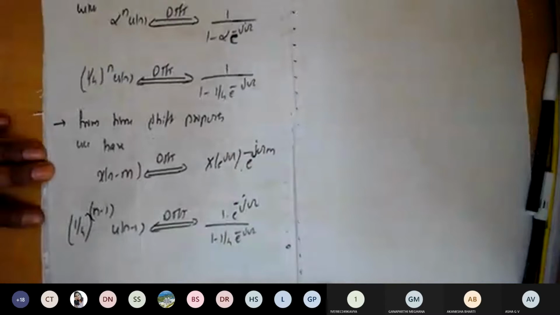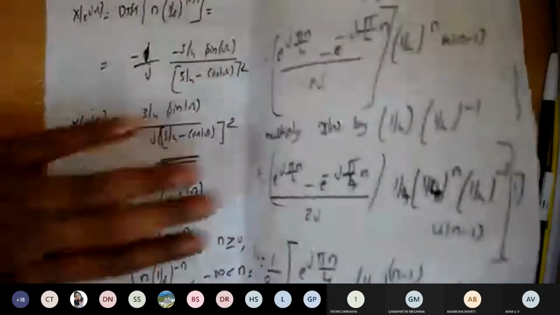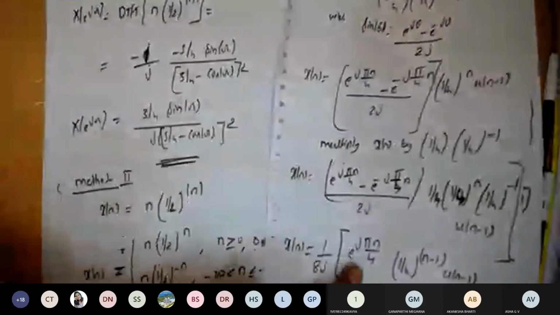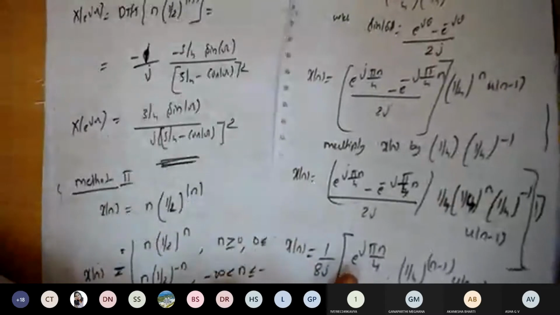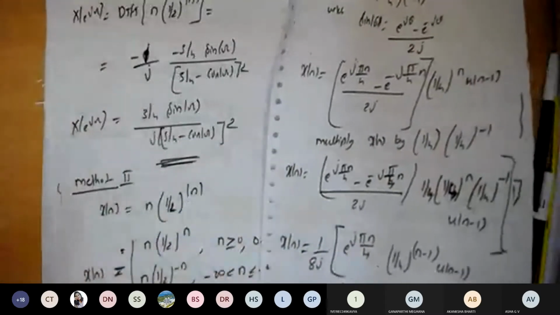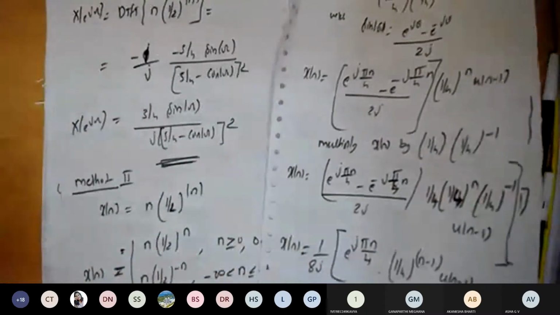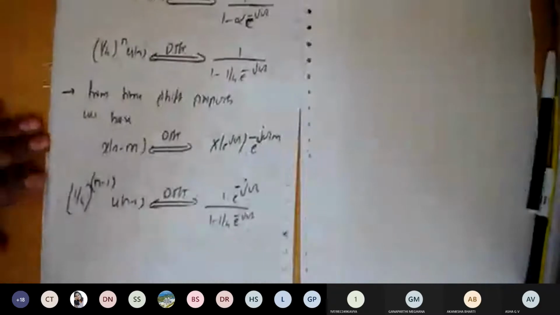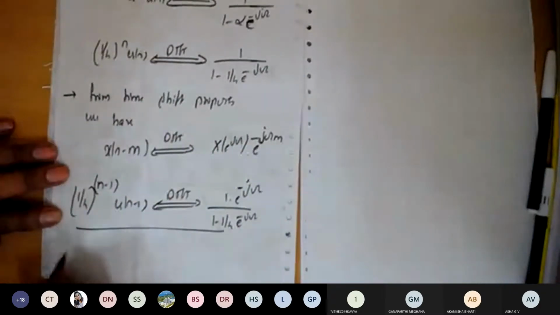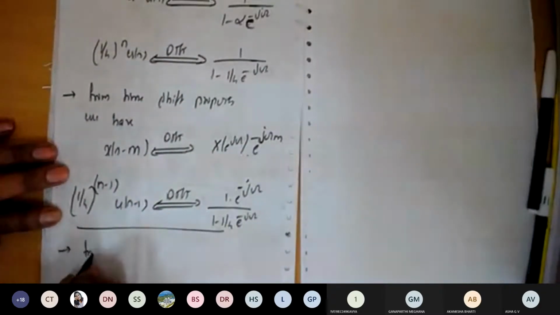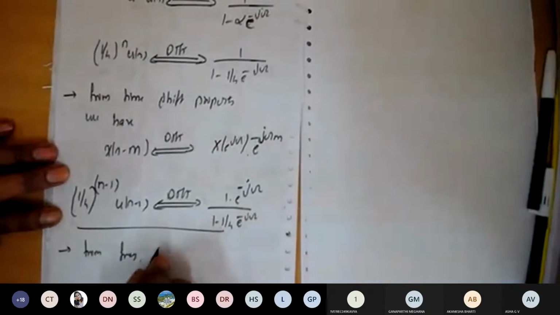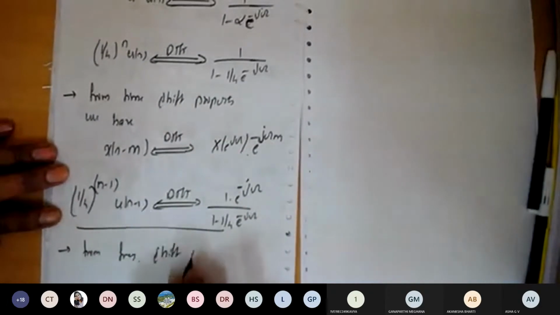Now we applied the property. Now we need to apply the frequency shift property, because the shift in the frequency domain is equivalent to multiplying by the exponential term in the time domain. We'll apply the frequency shift property to the answer we got here.